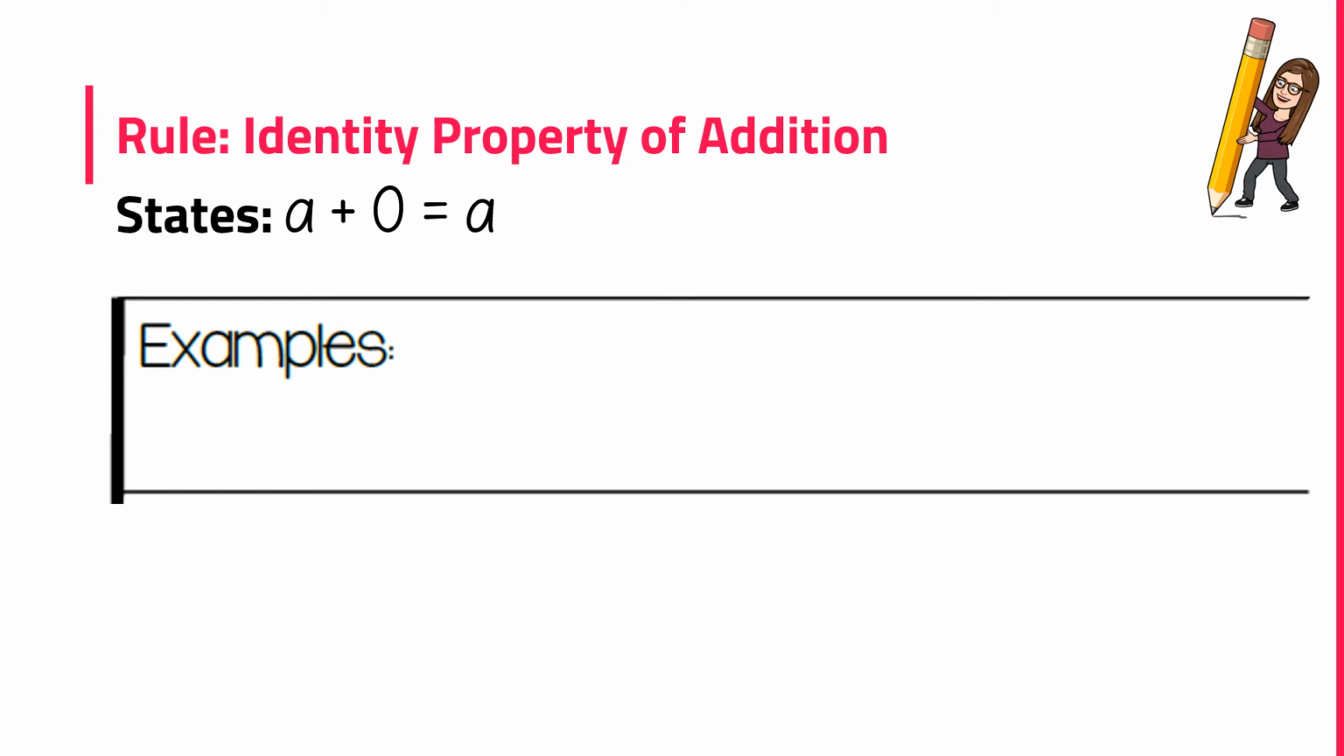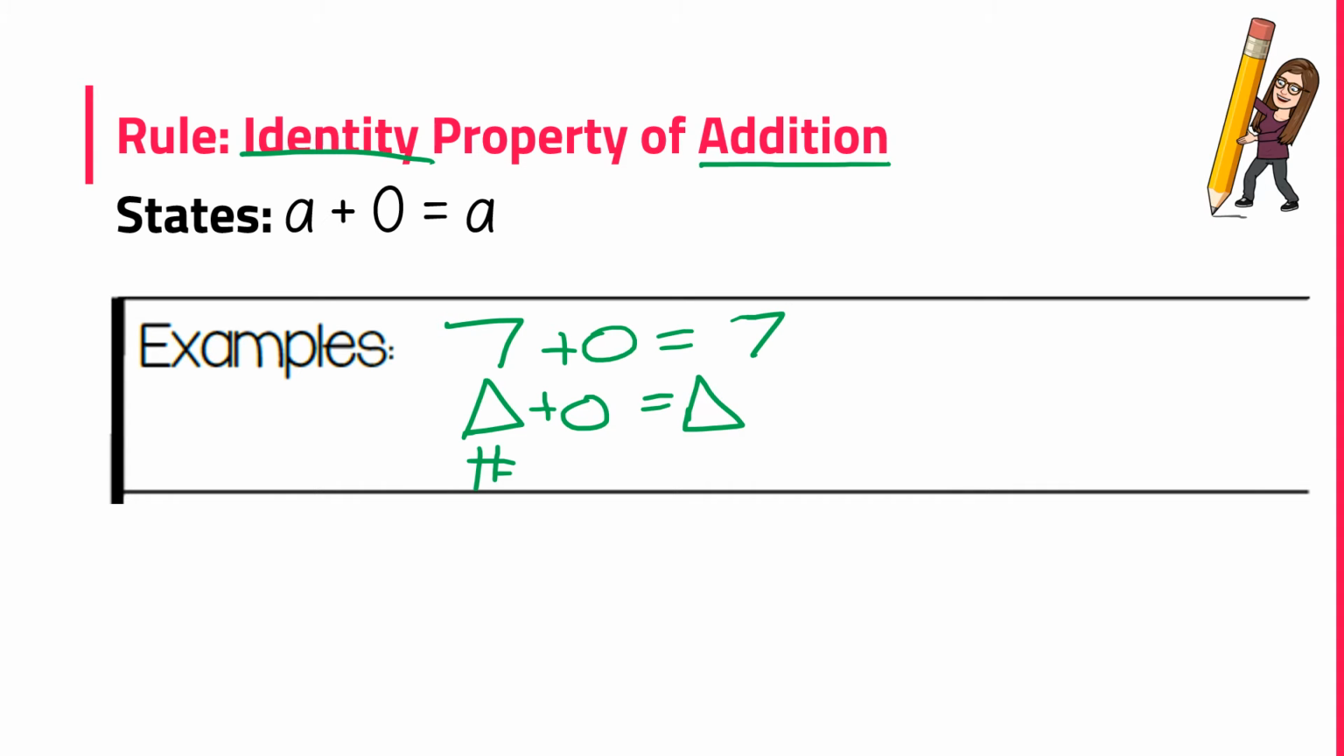The identity property of addition is our next tab. The identity property of addition says if you add 0 to any value, you still have that value. So here's how I remember it. This is my trick. What can I add on to where my identity will stay the same? Well, 7 can keep its identity by adding 0. Triangle can keep its identity by adding 0. Any number plus 0 stays that number. So the trick is, what can I add on where it keeps its identity?